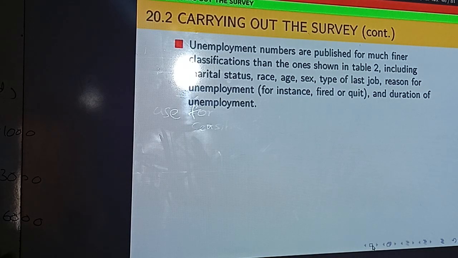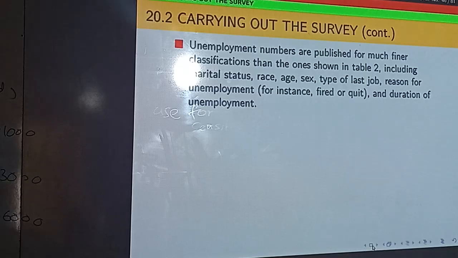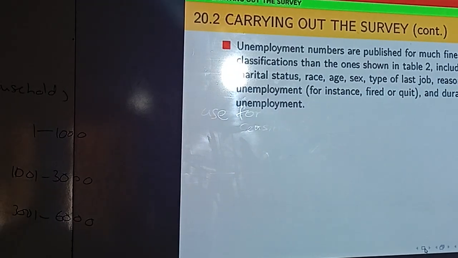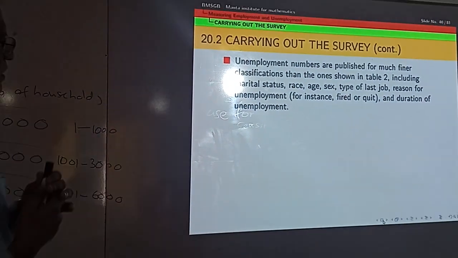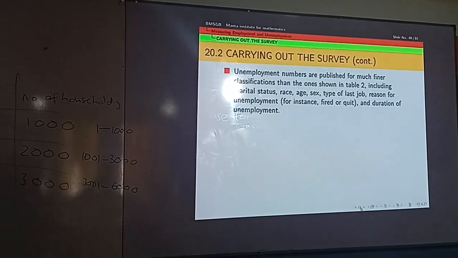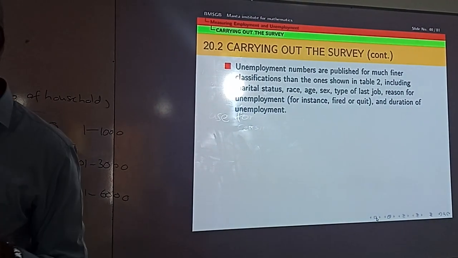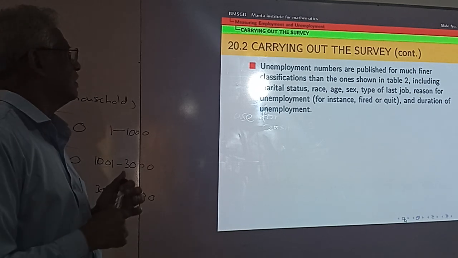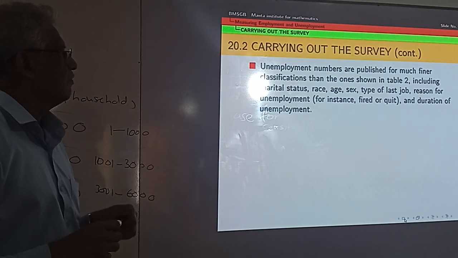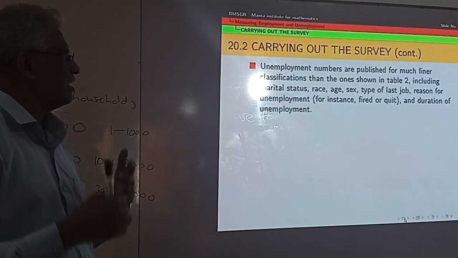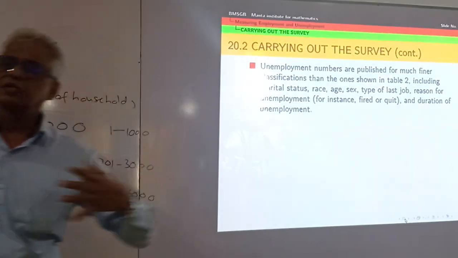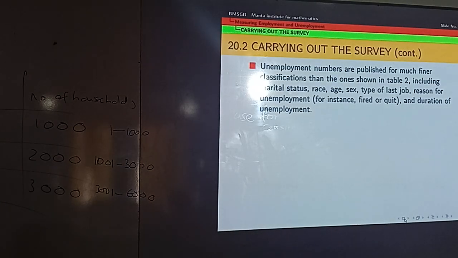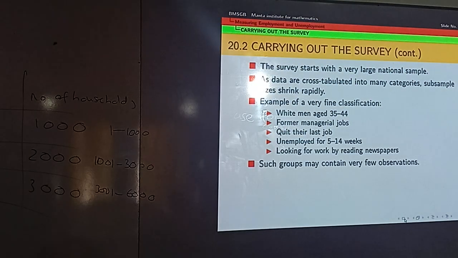So in the book, for example, they have given you finer subgroups and how the numbers are different, but that table is very large, so I didn't put it here. But people usually publish these rates for smaller groups with respect to different variables, like according to race, age, sex, type and everything, subgroups. So that's what it says here.